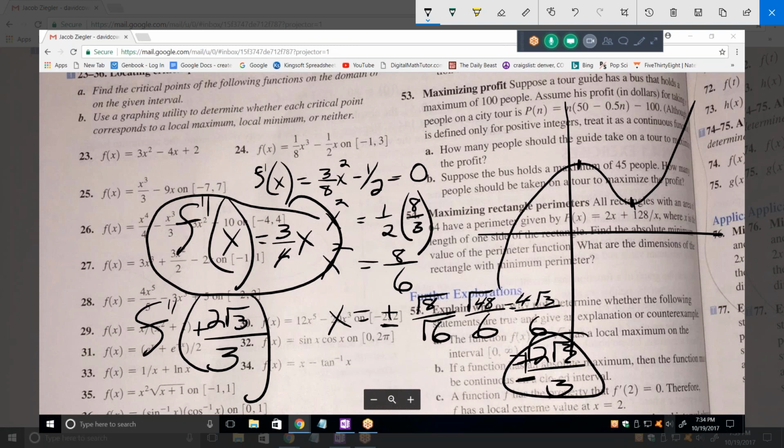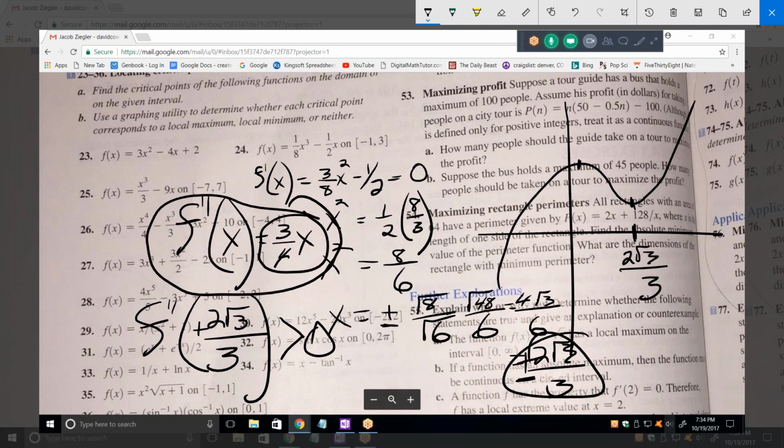That would be greater than? Yeah, in other words, I'm plugging it into the second derivative. I'm trying to figure out if the second derivative evaluated at that critical point is positive or negative. It's positive. That means it's concave up. That means it's a minimum. Okay. That point right there was my 2 root 3 over 3.